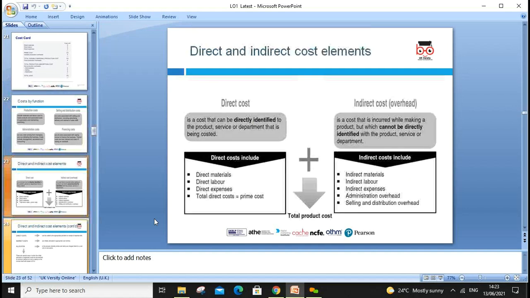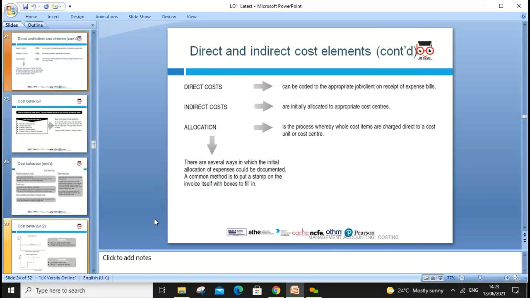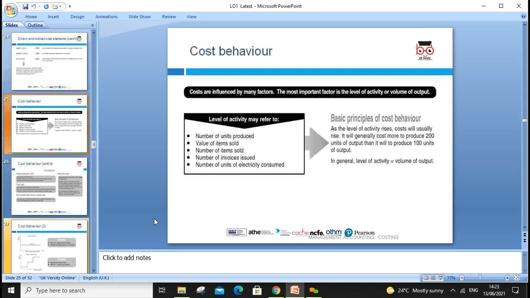We can calculate the cost by production department, admin, financing, and these costs are known as the cost by function. Then direct and indirect costs: direct material, direct labor, and indirect costs, like labor cost. Then activity level, like if you're using less space, you will have less cost.